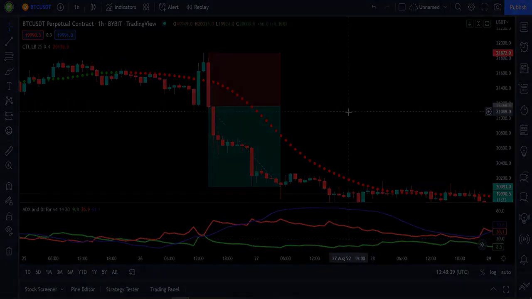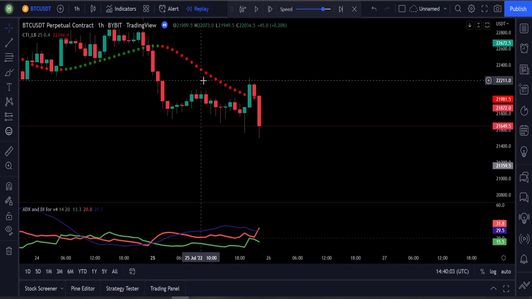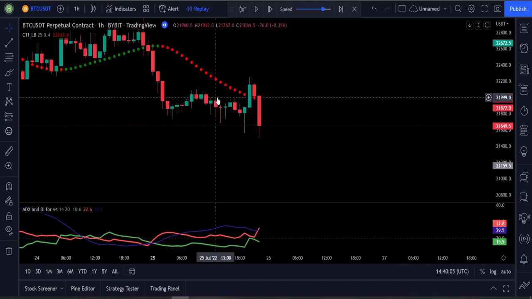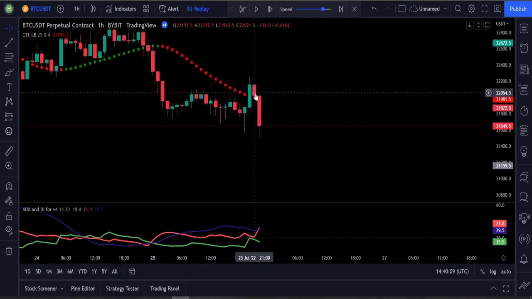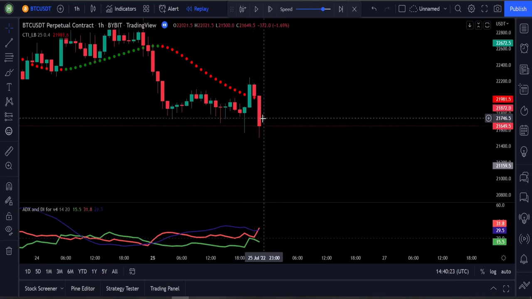Let me give you one more example. Here we see that the coral trend indicator is red. The price action fully broke below the dots. Then the market creates a pullback, and the candlestick closed above the dots up until this point, so we can consider this pullback as valid.